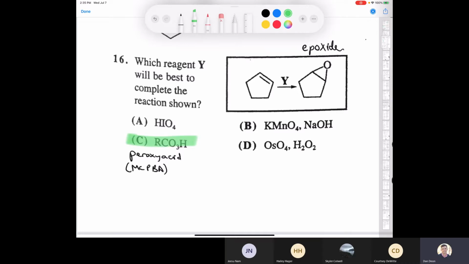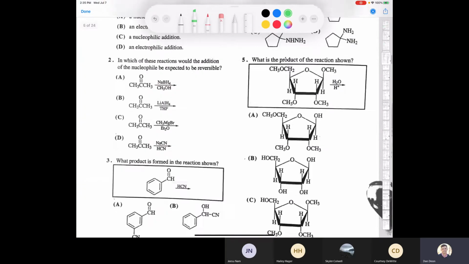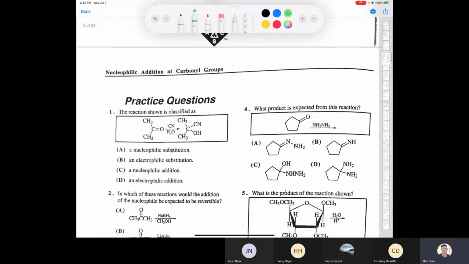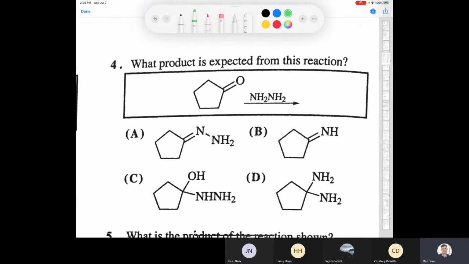All right, let's move on from there and move on to talking about some carbonyl chemistry. So let's take a look at some carbonyl chemistry for a minute. And I thought we would start with this question right here. What is the expected product of this reaction? I'm taking cyclopentanone and I'm treating it with hydrazine. This is hydrazine. There we go.